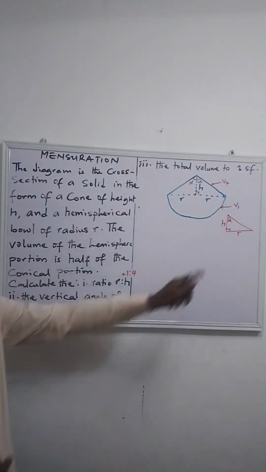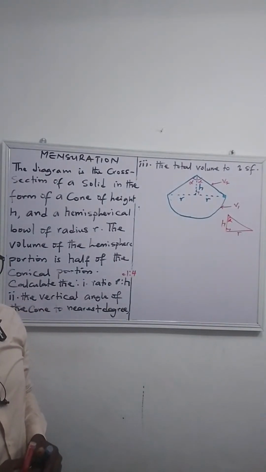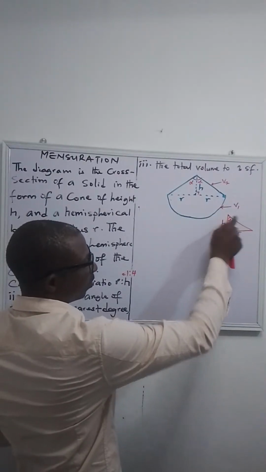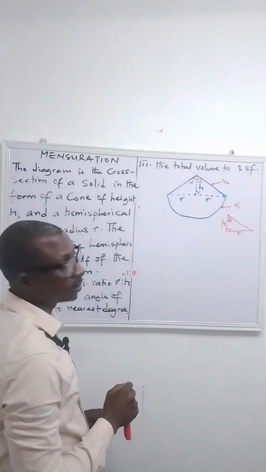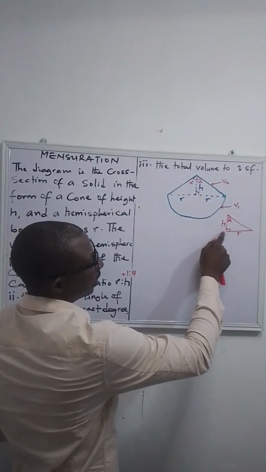Okay, so I want to get this. I'm going to be making use of trigonometrical ratio. Now look at this. This is adjacent. This is opposite. This is hypotenuse. So I'm connecting adjacent and opposite together.